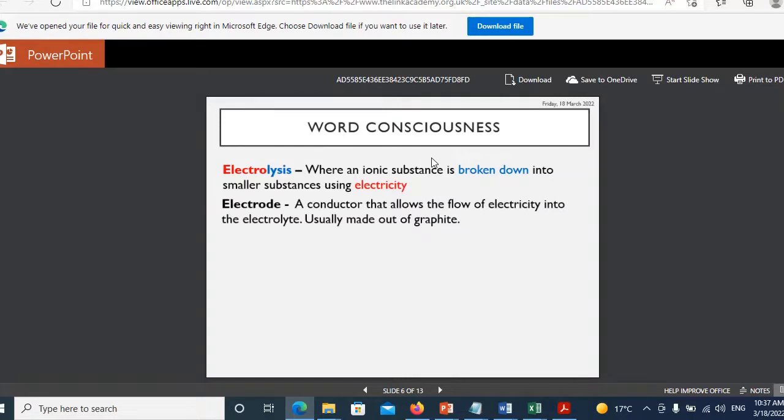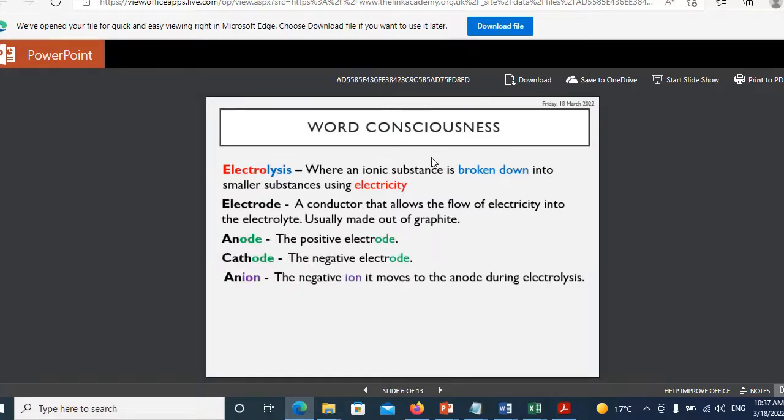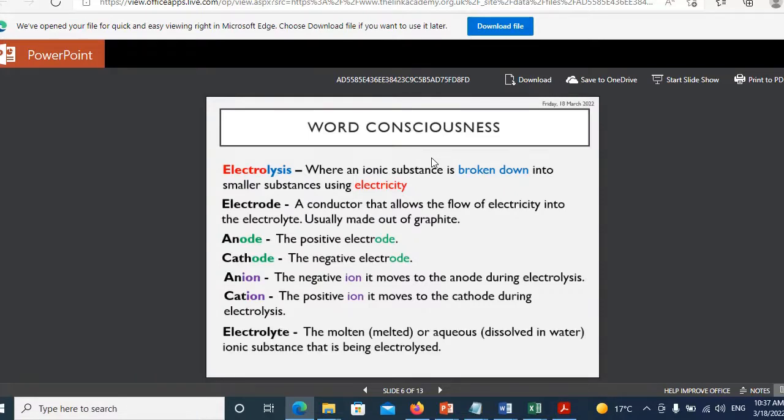Electrode, a conductor that allows the flow of electricity into the electrolyte, usually made out of graphite. Anode, the positive electrode. Cathode, the negative electrode. Anion, the negative ion, it moves to the anode during electrolysis. Cation, the positive ion, it moves to the cathode during electrolysis.